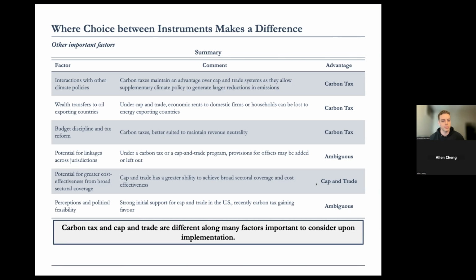And finally, perceptions and political feasibility. And so there is strong initial support for cap and trade in the US. Until recently, carbon tax has been gaining further favor. And this is an important point because, no matter what geographic location the shareholder or the agent is acting in, the political perception of either regime is going to be important and does lend itself to whether or not the program will be successful. And so a consideration of all these factors is important when deciding which regime to favor.